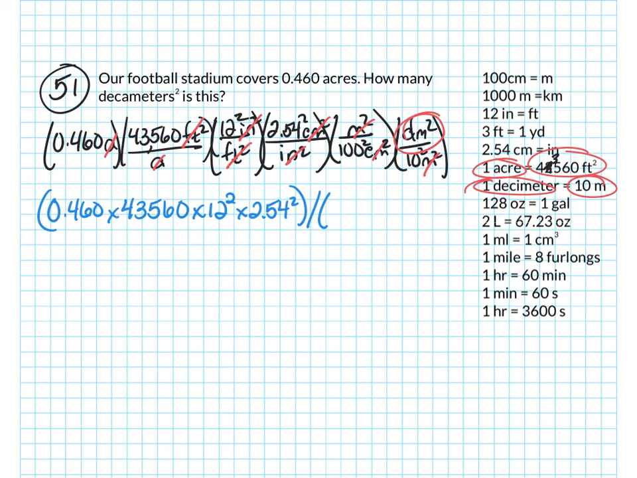So that's 1 times 1 times 1 times 1 times 100 squared times 10 squared. And then when I do all the math to 3 sig figs, I get 18.6. Again, I don't know the abbreviation for decimeter, so I'll just call it DM. So that would be my final answer.